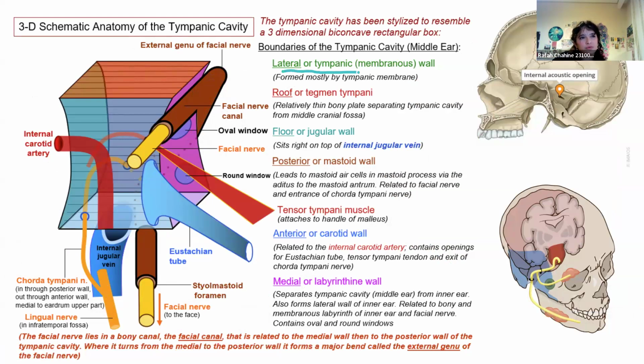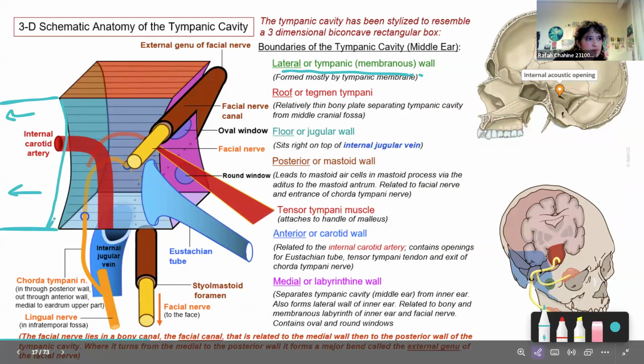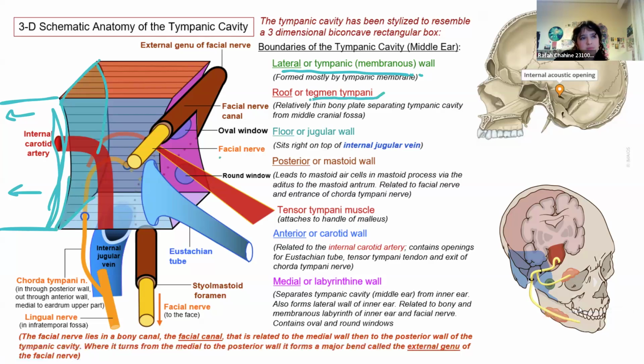First of all, we have the lateral or the tympanic membranous wall. Now, this is formed by the tympanic membrane. If this is the external auditory canal from this point onwards, then obviously this section is going to be the tympanic membrane, okay? Meaning that this is going to be the tympanic wall. Nice? Now, let's go to the roof or the tegmen tympani.